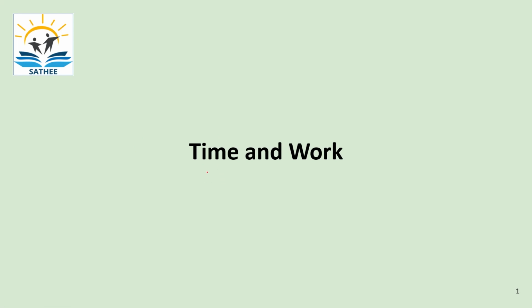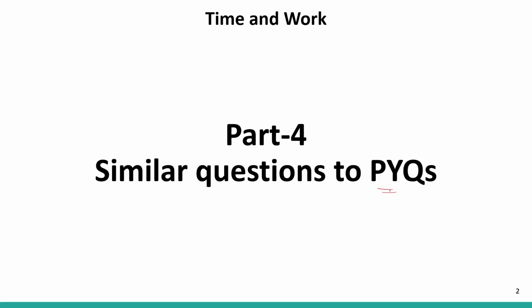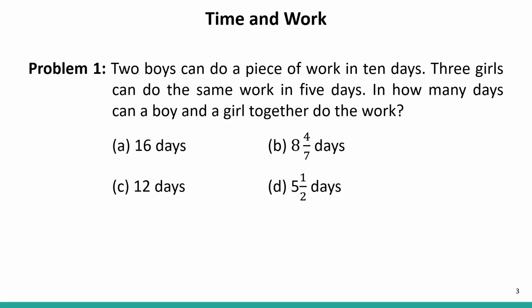Okay. So we'll be covering time and work questions similar to previous year questions. Let's start from problem number 1. Two boys, so the number of boys is equal to 2, can do a piece of work in 10 days.